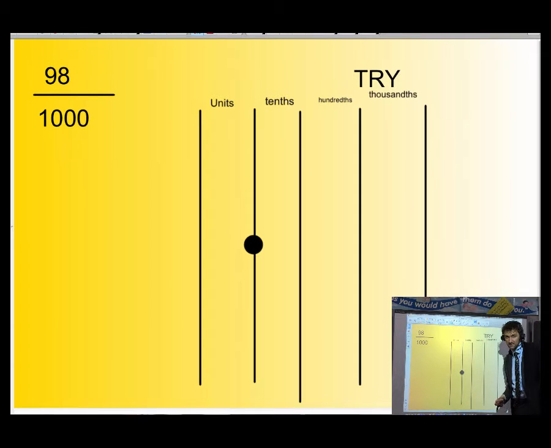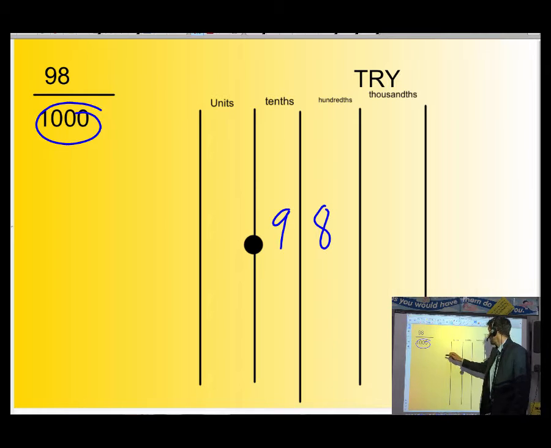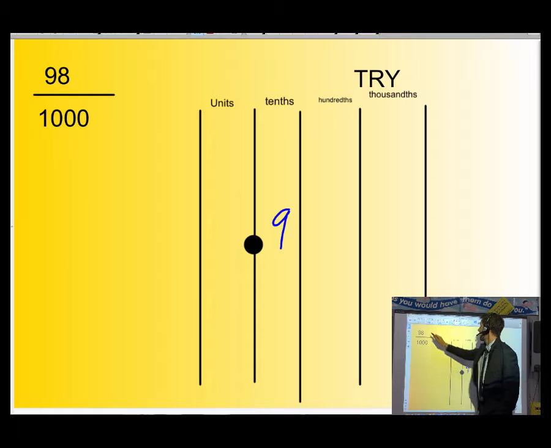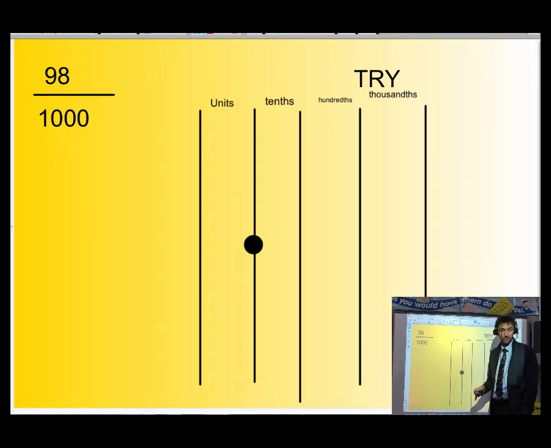Can I give you a hint? Don't just do this. Remember, because we're dealing with thousandths, you've got to import it over to the thousandths column. Okay, remember that. Alright, pause me and have a go all by yourself.